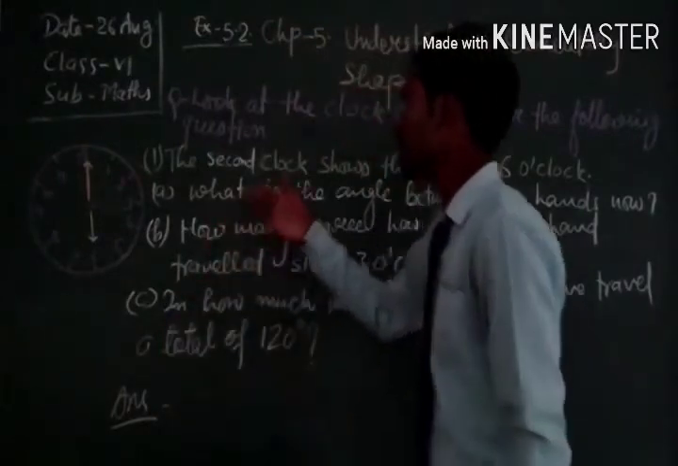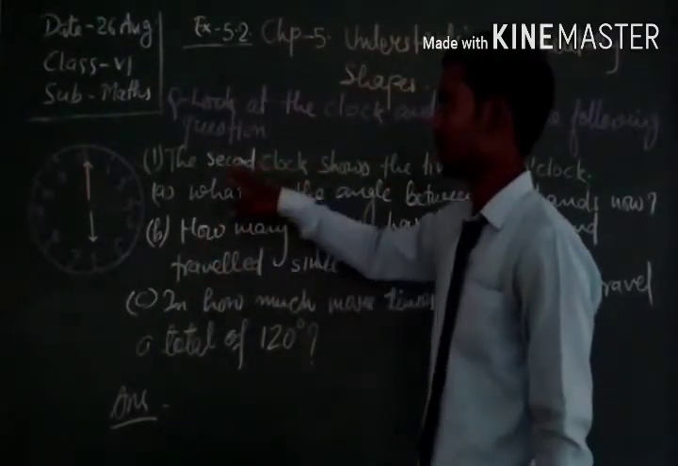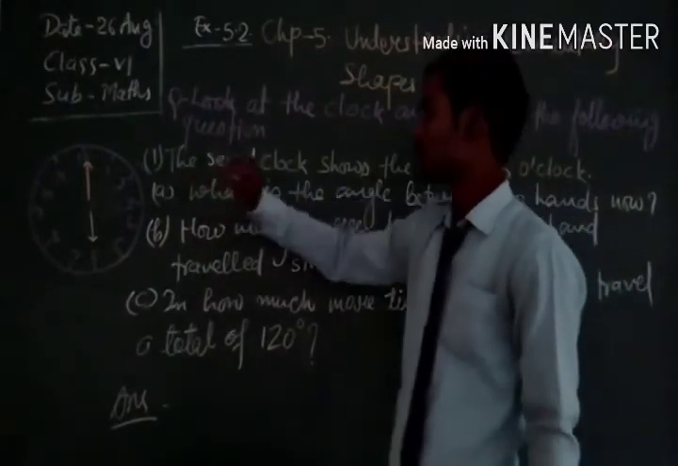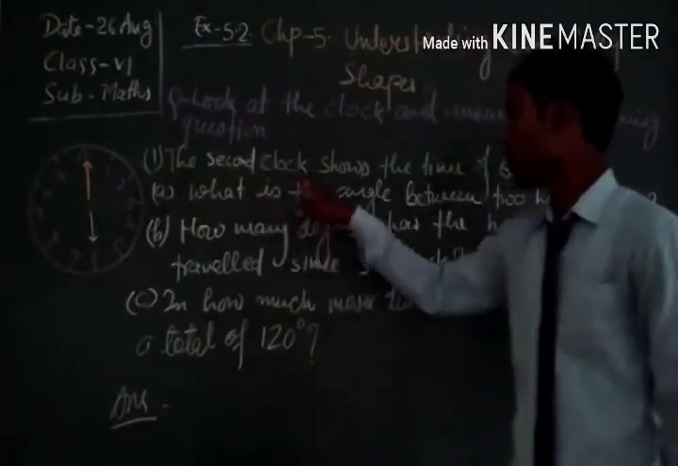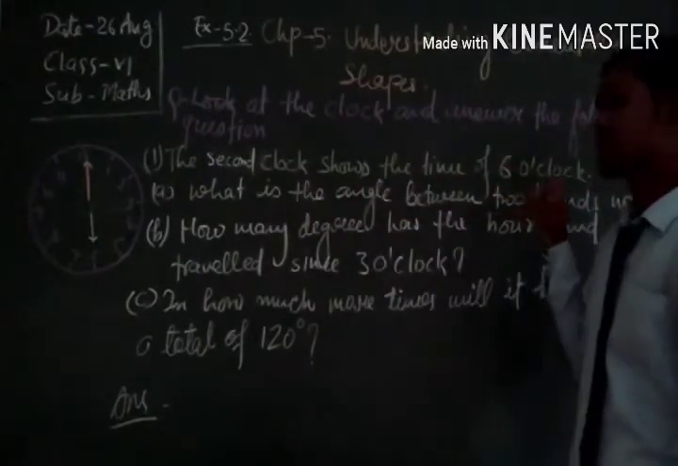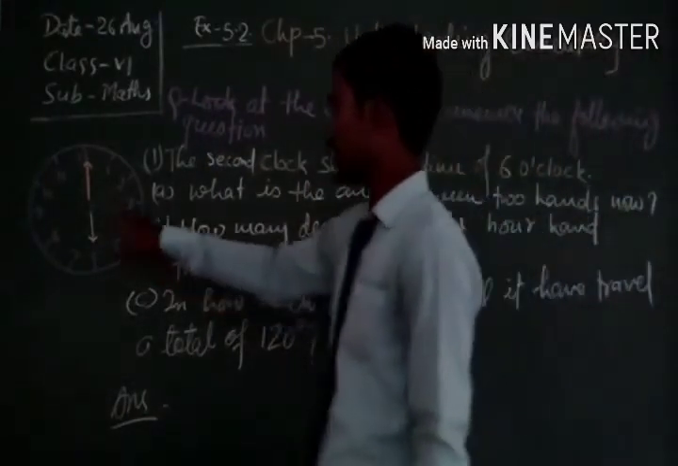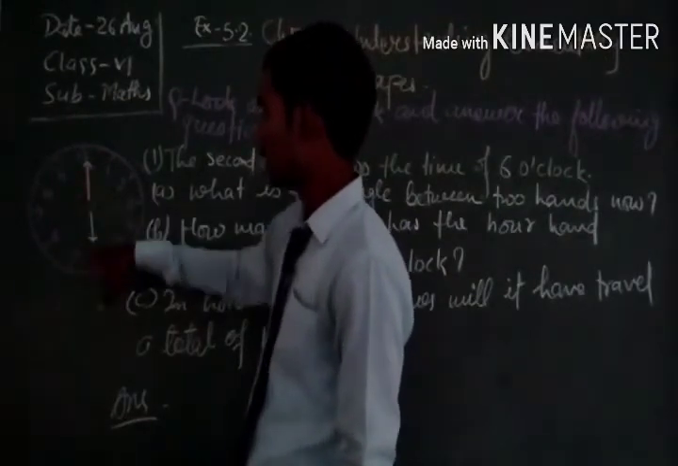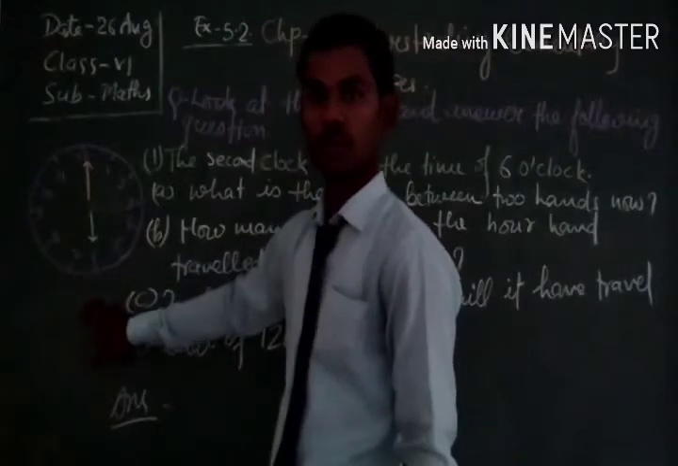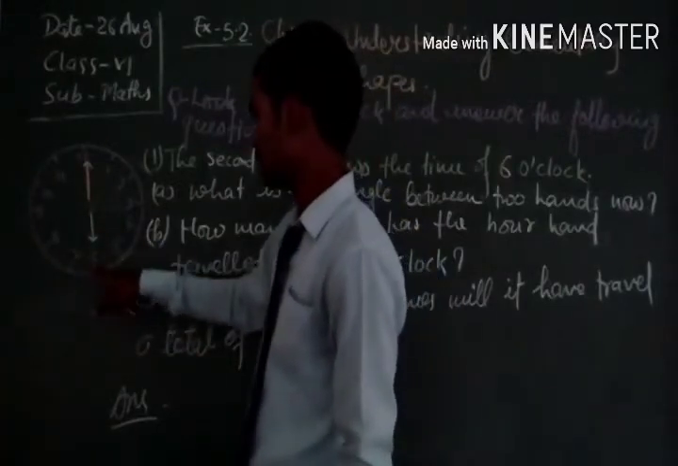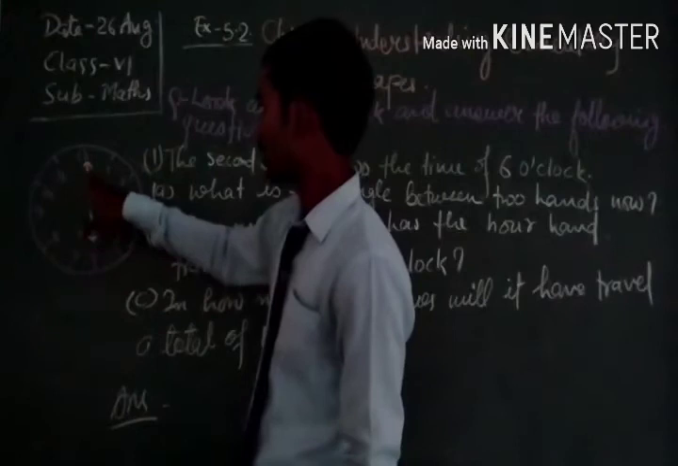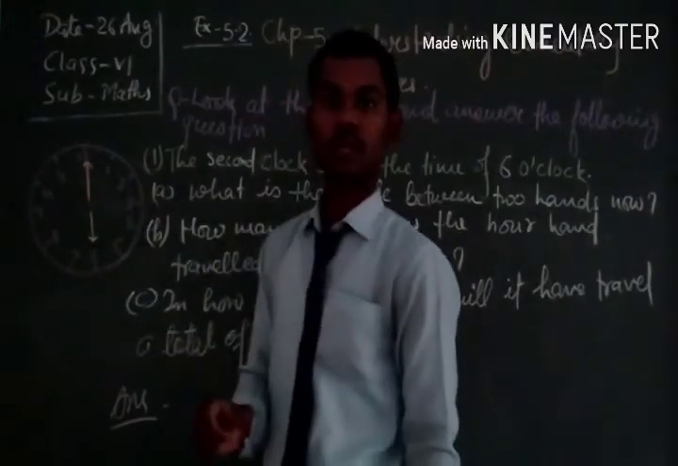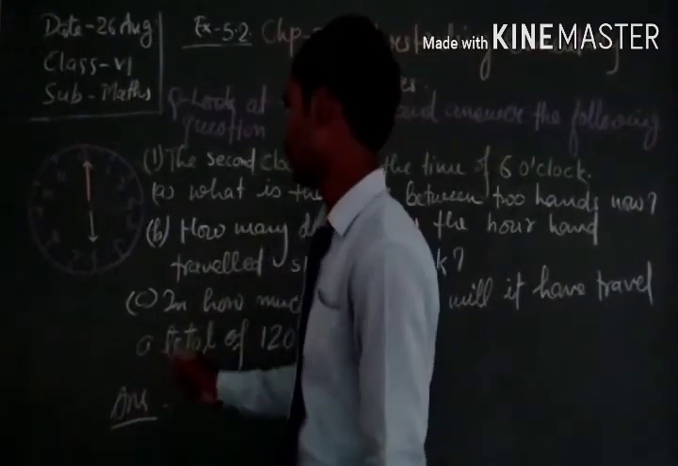Okay, students, the new question, that is the second question of the given question. In this question, the second clock shows the time of 6 o'clock. Here the clock is drawn in which the time is 6 o'clock. That means the hour hand is on the 6 and the minute hand is on 12. So that there is 6 o'clock of time.